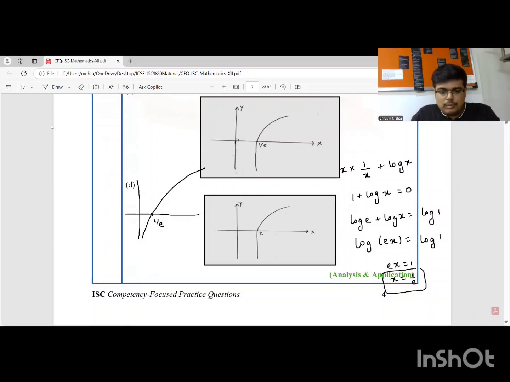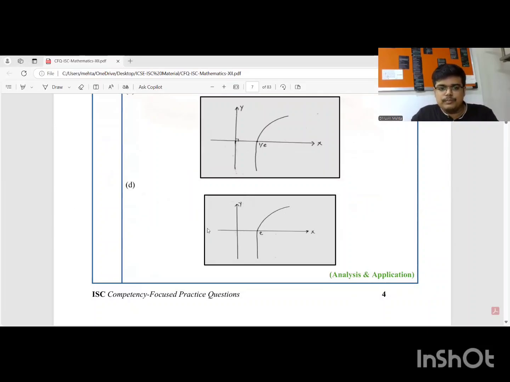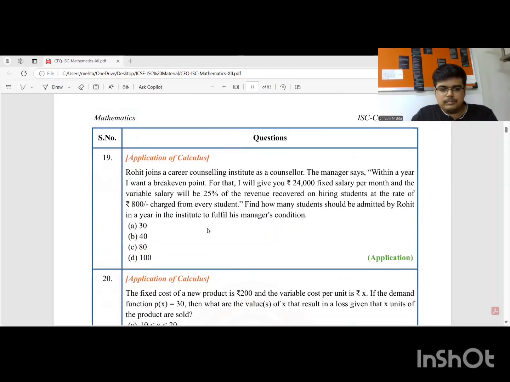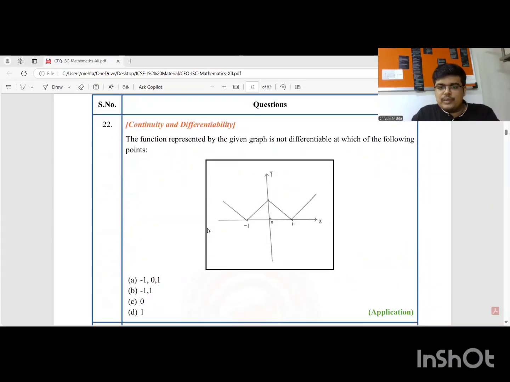I hope you understood this. We'll proceed to the next one. This was question number 9. The next one that we have is question 22. Question 22 is easy, students.